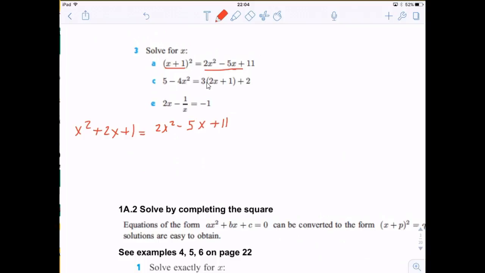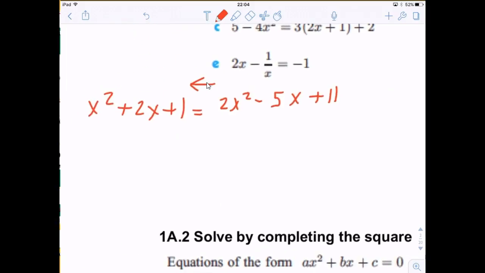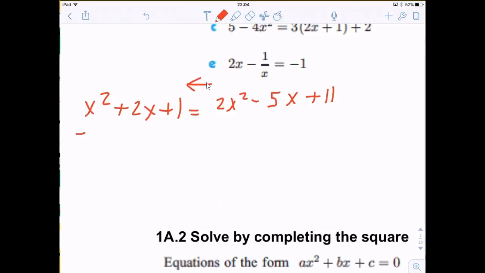Okay, and so I'm going to move everything to the left side, so that I have just 0 on the right side. So I'm going to subtract 2x squared from both sides, so it's going to give negative x squared. I'm going to add 5x to both sides. It's going to give me 7x. I'm going to subtract 11 from both sides. It's going to give me minus 10. Okay? And then I got equals 0. And so I'm already there where I was before.